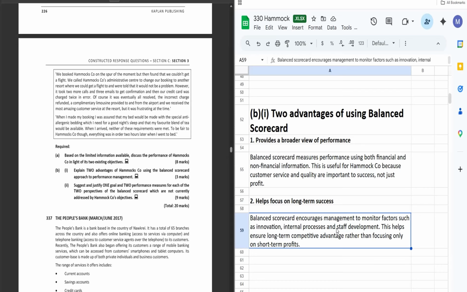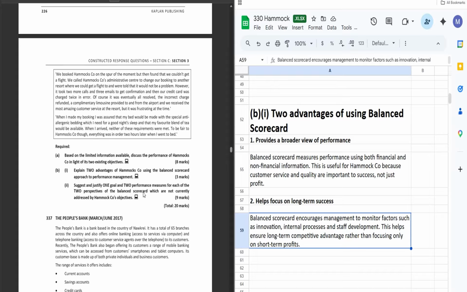Okay, now let's move to part B, the second requirement, that is to suggest. First we need to suggest, then next we need to justify 1 goal and 2 performance measures for each of the 2 perspectives of the balanced scorecard which are not currently addressed by Hammock's objectives.